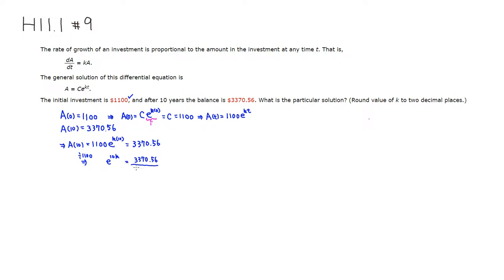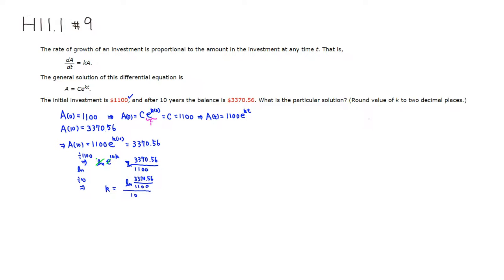3,370.56 divided by 1,100. Then we can take the natural log of both sides. We put the natural log in front here and natural log in front there. Sorry, didn't have much room there. That way we can use the inverse property to cancel natural log and e there. So we have 10k. We just need to divide through by 10 so that we know the k value. So k is going to be natural log of 3,370.56 divided by 1,100, the whole thing divided by 10.